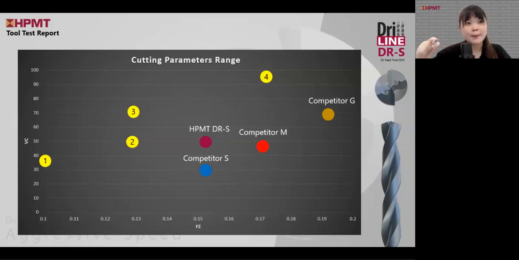And to better understand where our limitation is, we set up the fourth set of cutting parameters with a cutting speed much higher than competitor G's. So let's move on to have a look at how we set up these tasks.